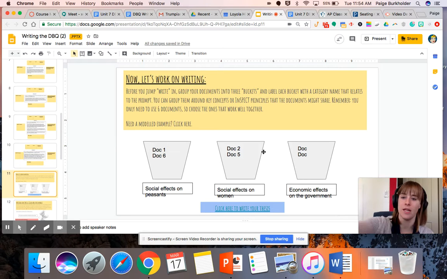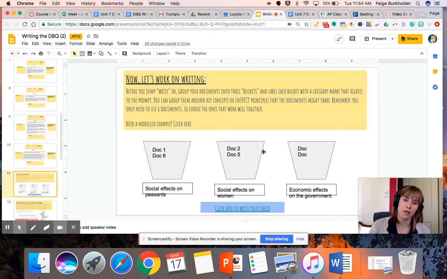Okay. So you have 3 arguments, you have 3 paragraphs. That's what you're doing: you're setting up, grouping all of your documents, grouping your arguments. So now that you've read all 7 documents, you need to figure out how they relate to each other.